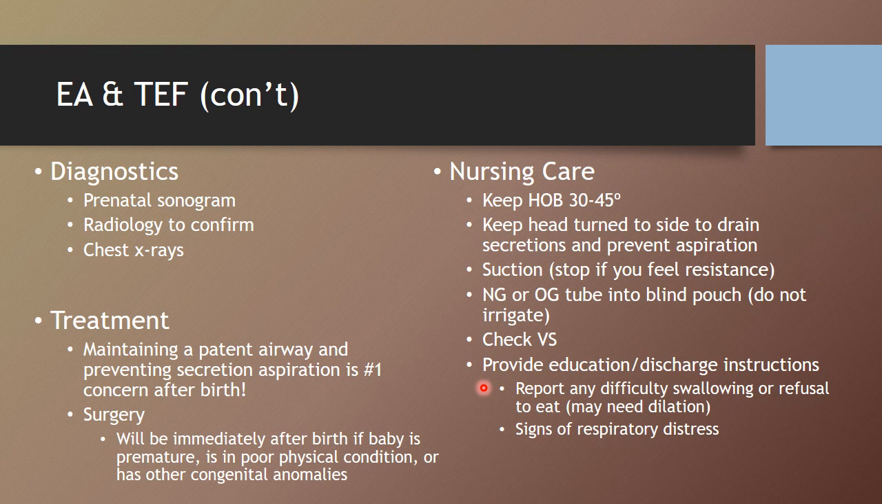Tell the parents that they need to report any difficulty swallowing or refusal to eat after they have the surgery, because they may have developed a stricture or a narrowing of their esophagus. That can happen a lot of times, from inflammation, or it's just their body does it. So they may need to get that dilated. If they see after the surgery and the healing that the child's having difficulty swallowing or not wanting to eat, they need to call their physician, and then teach them the signs of respiratory distress.